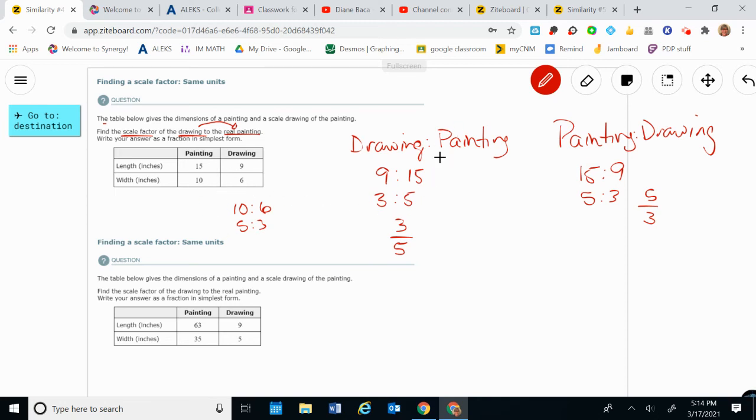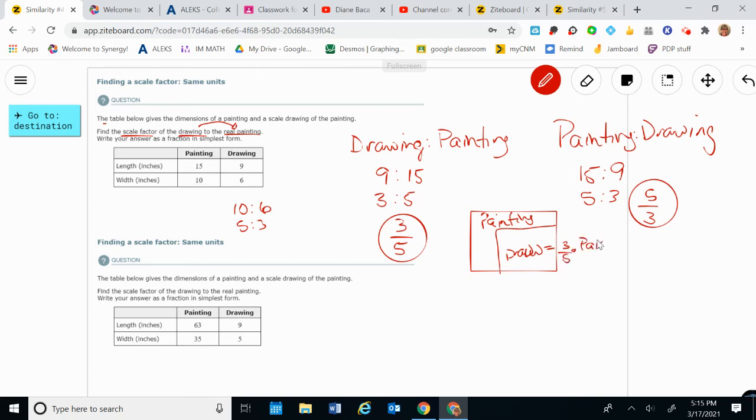Okay, so let's talk about direction. You see how one is 5/3 and one is 3/5. Obviously the painting is bigger than the drawing. So here's the painting, and then the drawing is smaller. This is the drawing, this is the painting. What it's saying is that the drawing is 3/5 of the painting. In other words, it's smaller. Do you see how 3/5 is less than 1? That means it's smaller. 5/3 is greater than 1. So to get from the painting to the drawing, we would have to multiply 15 by 3/5.